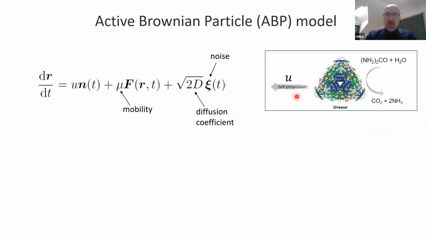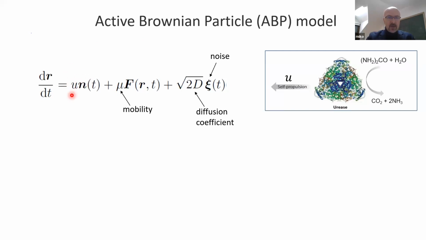And then the simplest model of this active motion is the so-called active Brownian particle model, where you have this Langevin equation. Velocity of an active particle is given by this self-propulsion velocity u along the director of the particle given by vector n. In general, you can have an external force which acts upon this particle with the mobility mu, and the last term represents a noise. So this is a standard model of the active Brownian particle where activity is encoded in this parameter u.